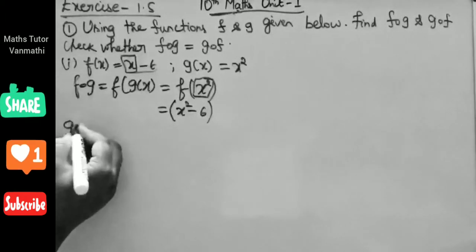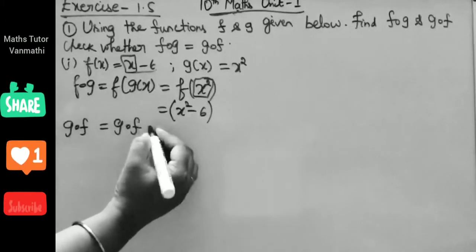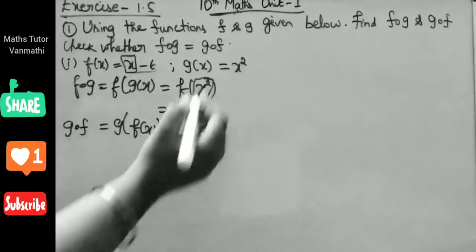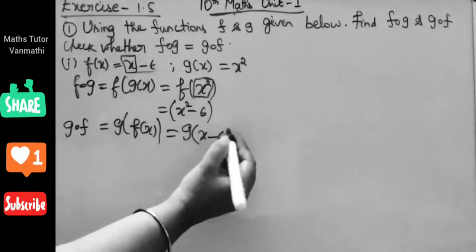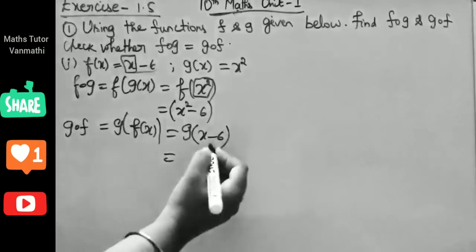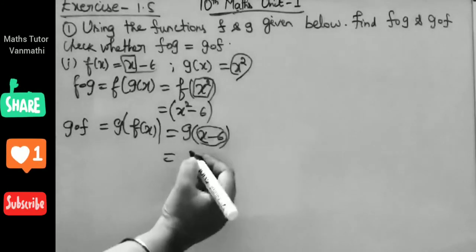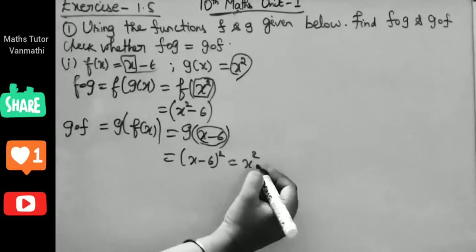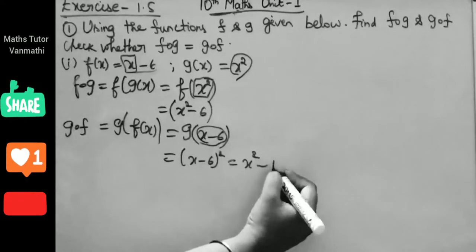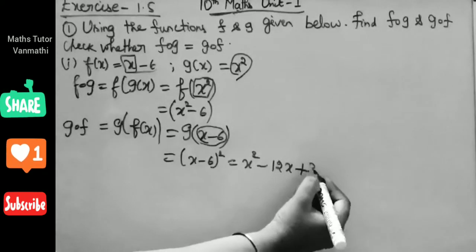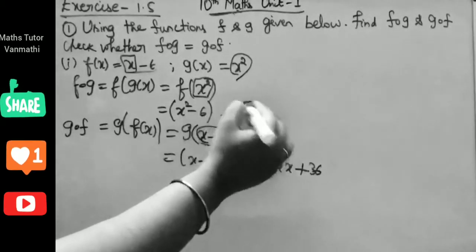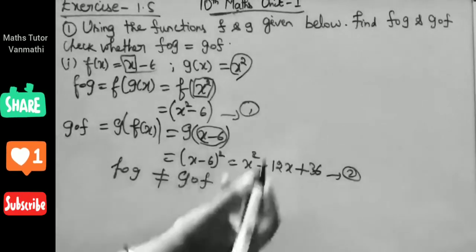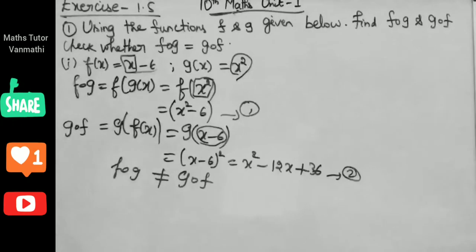Clear? Next is your g composite f. G composite f is equal to g of f of x. Then f of x is your x minus 6 and g of x is equal to x square. So replacing this x minus 6 in the place of x, you get x minus 6 the whole square. On expanding you get x square minus 12x plus 36. So from 1 and 2, f composite g is not equal to g composite f. Next we can see the second problem.